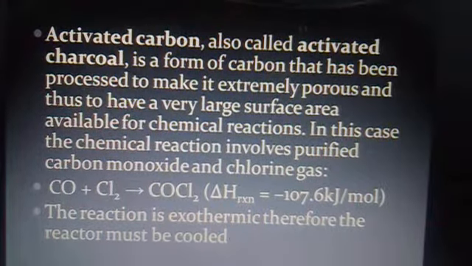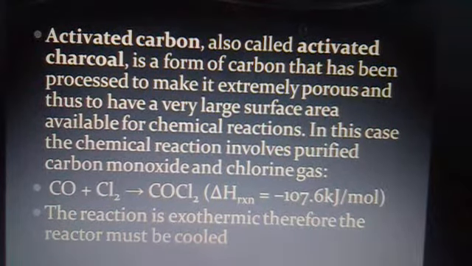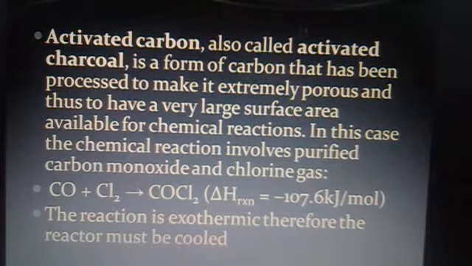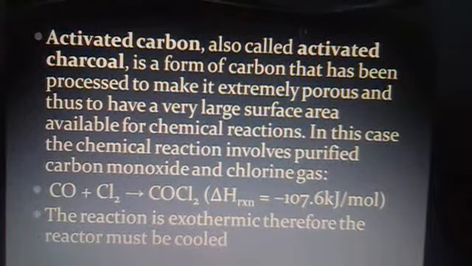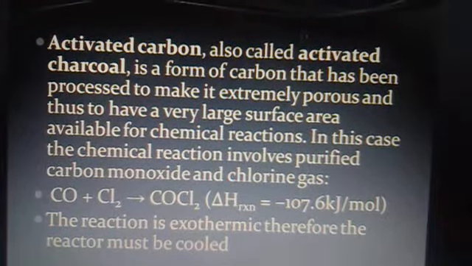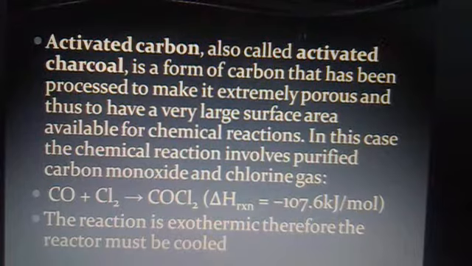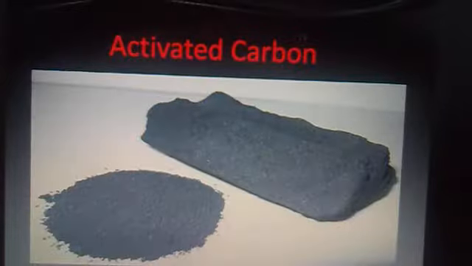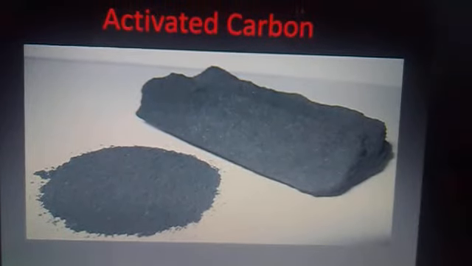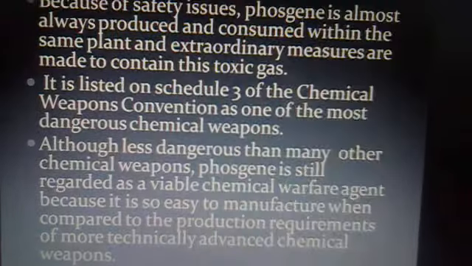Activated carbon, also activated charcoal, is a form of carbon that has been processed to make it extremely porous and thus to have a very large surface area available for chemical reactions. In this case, the chemical reaction involves purified carbon monoxide and chlorine gas. CO plus Cl2 gives COCl2. The reaction is exothermic, so the reactor must be cooled. This is a picture of activated carbon, the catalyst used.